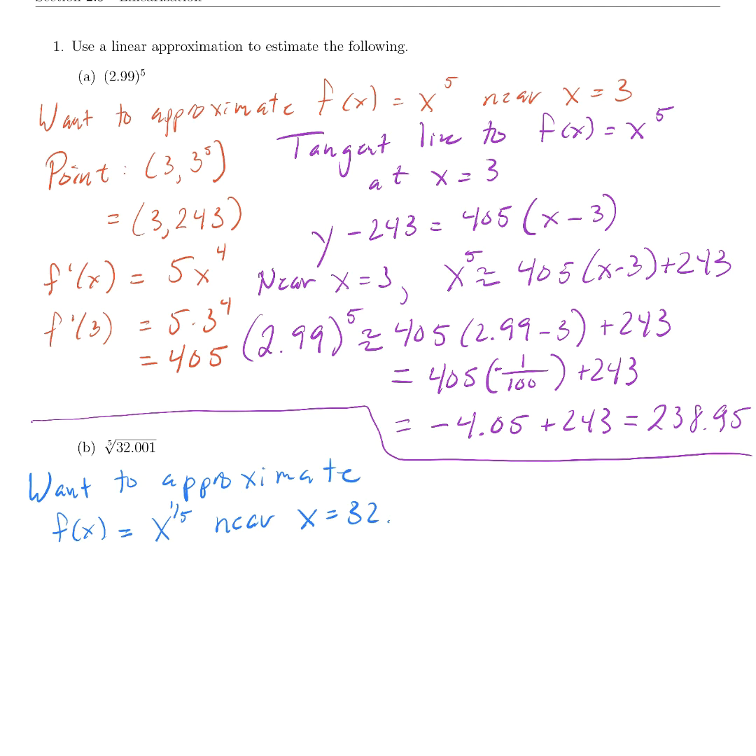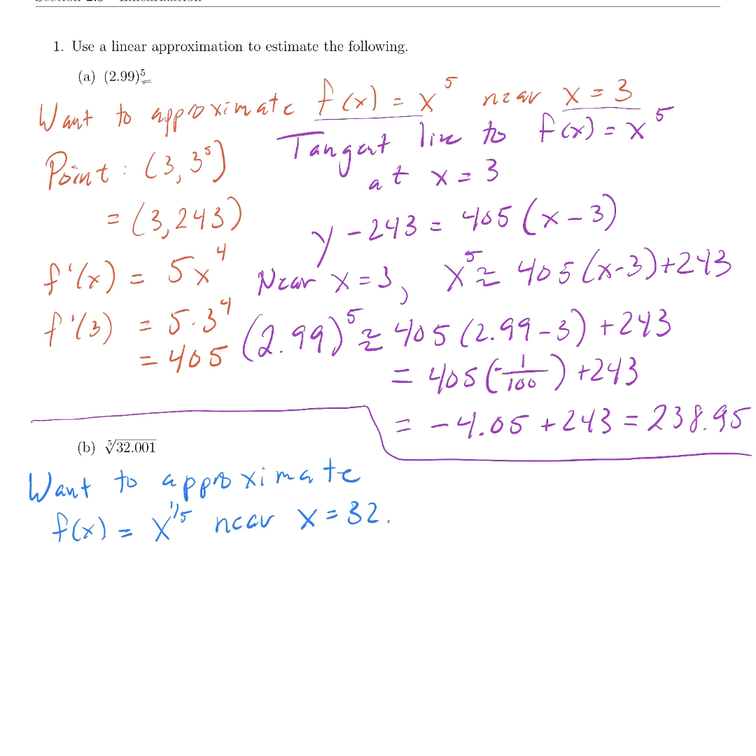So how we want to attack this is we want to find a function that we can use to approximate and a value where we can easily evaluate that function, a value near 2.99. And so what we're going to use here is the function f of x is x to the fifth because of the fifth power here. And we're going to find the tangent line to that function at x equals 3. That's a value very close to 2.99 that we can handle.